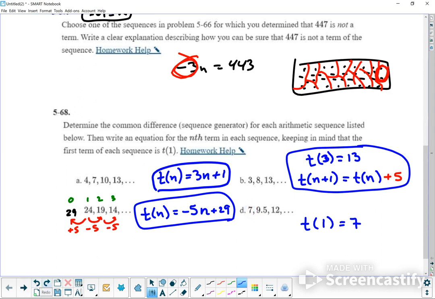And then for the rest of it, I'm going to write T of n plus 1 equals T of n, and then what's going on from 7 to 9.5, and 9.5 to 12? It looks like it's going up by 2.5. So 9.5 plus 2.5, yep, that's 12. So it's going to be plus 2.5. That's my recursive formula.